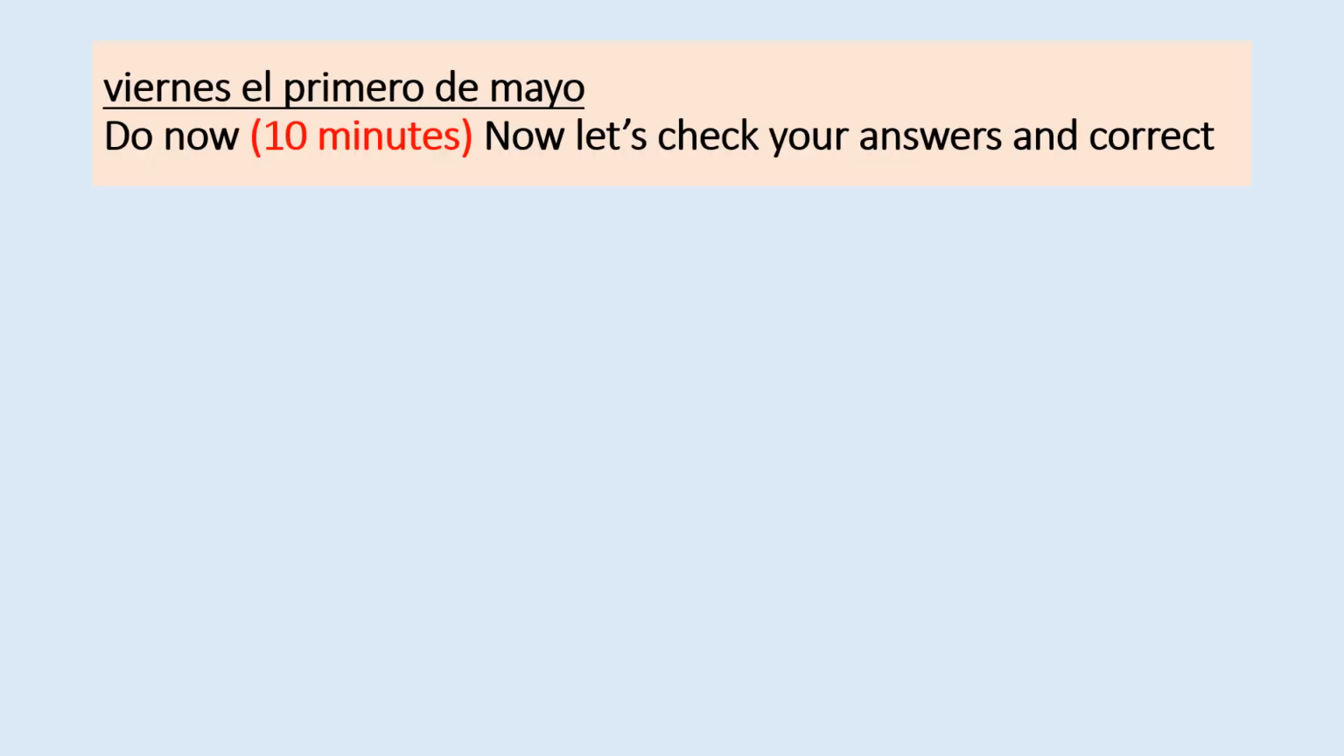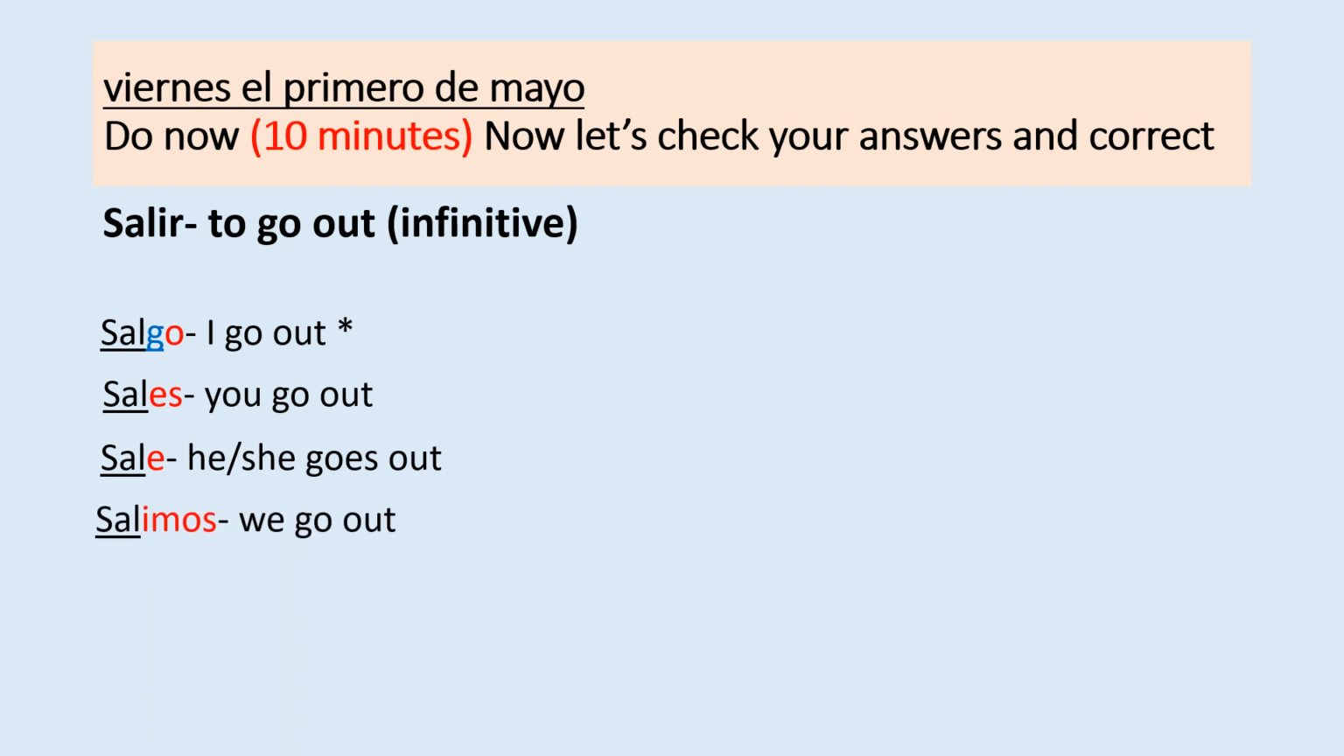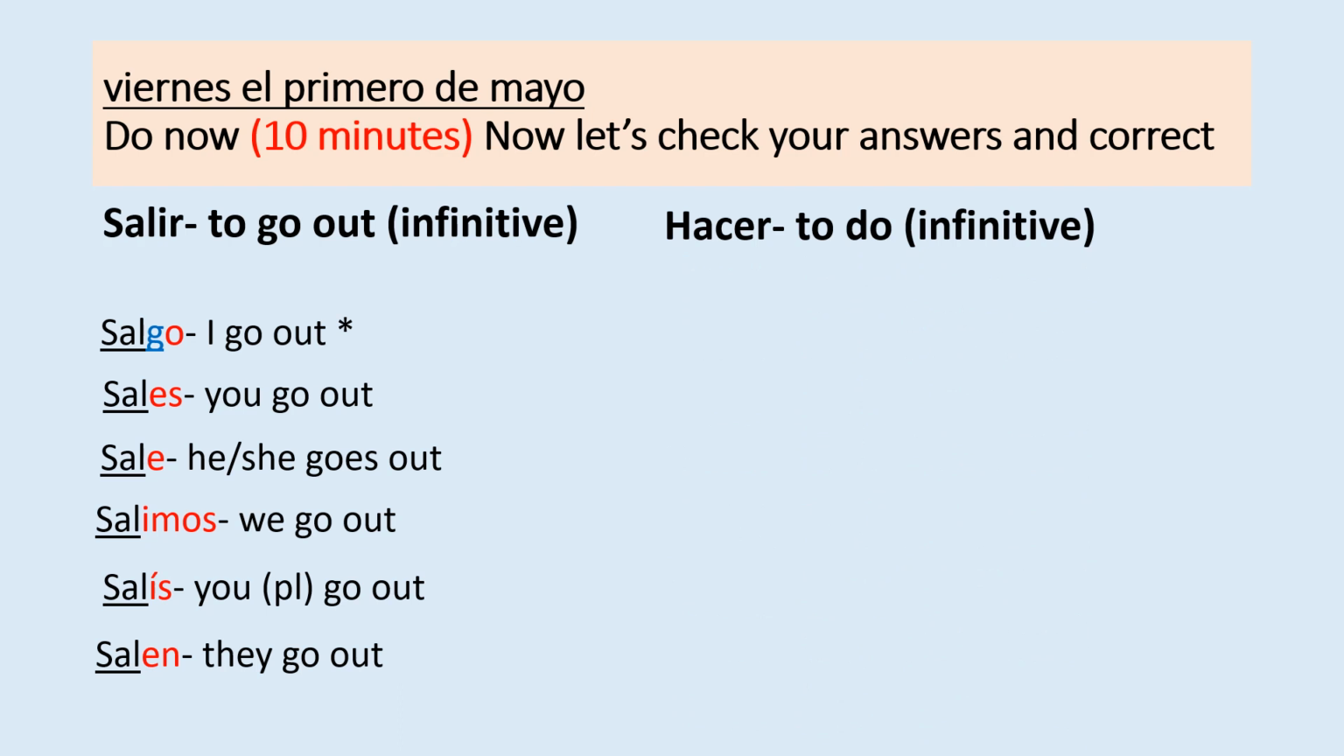Okay, so today's date is Friday the 1st of May, so viernes el primero de mayo. And your do now activity, let's check your answers are correct and correct anything that is incorrect. So salir, to go out, infinitive. Salgo, I go out, was your example. Sales, you go out. Sale, he, she goes out. Salimos, we go out. Salís, you go out. Don't forget the accent there. That's you plural. Salen, they go out.